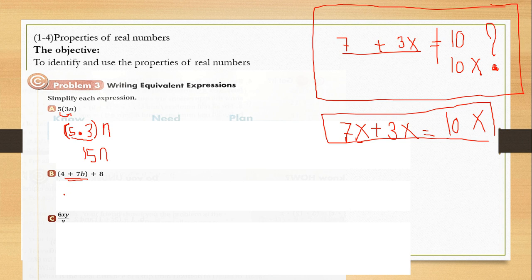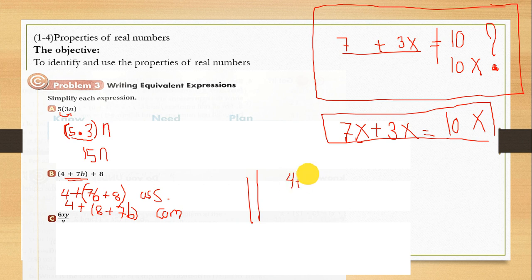So first thing first, let's say 4 plus 7b plus 8, and we are going to change the order for these by using associative property. Then we can change the order for them. 4 plus 7b, we can write 8 plus 7b, by using commutative property. Then by using associative property again, we can say 4 plus 8 plus 7b. Now we can add these since these are like terms, which means these are numbers. So that is 12 plus 7b.